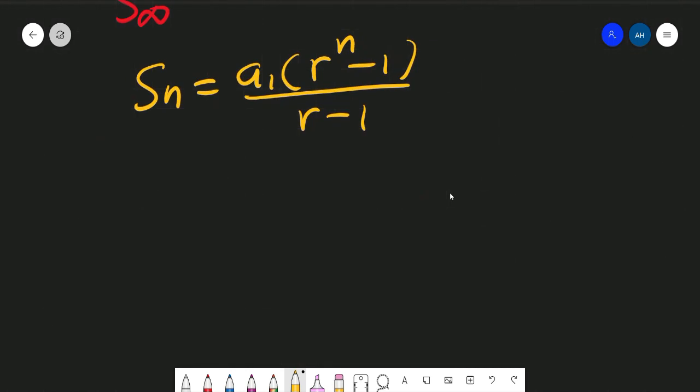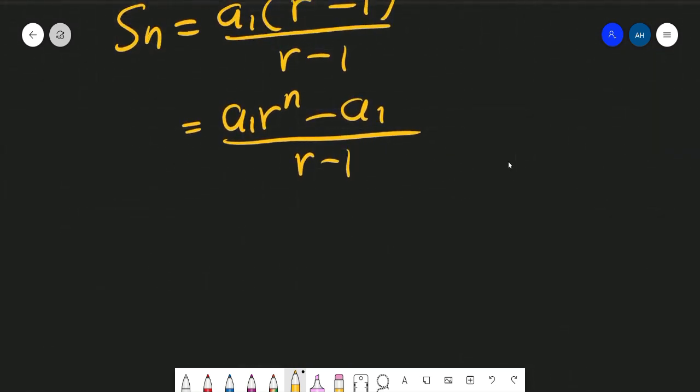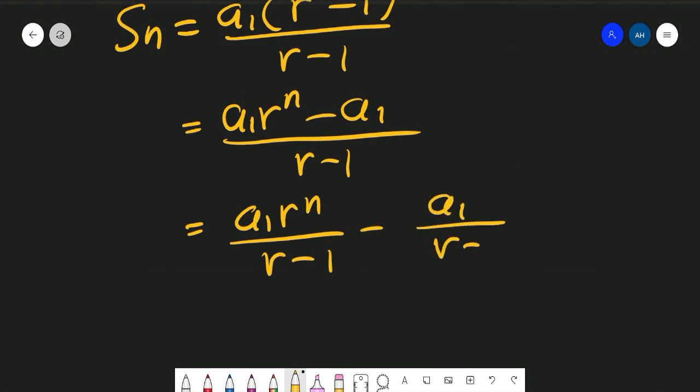Now we would like to break down the right hand side into two parts. First we multiply a1 with the terms in the bracket, meaning we open the bracket. So we have a1 multiplied by r to the power n minus a1, now divided by r minus 1. Let's divide one by one by r minus 1. So we have a1 r to the power n over r minus 1, minus a1 over r minus 1, like this.